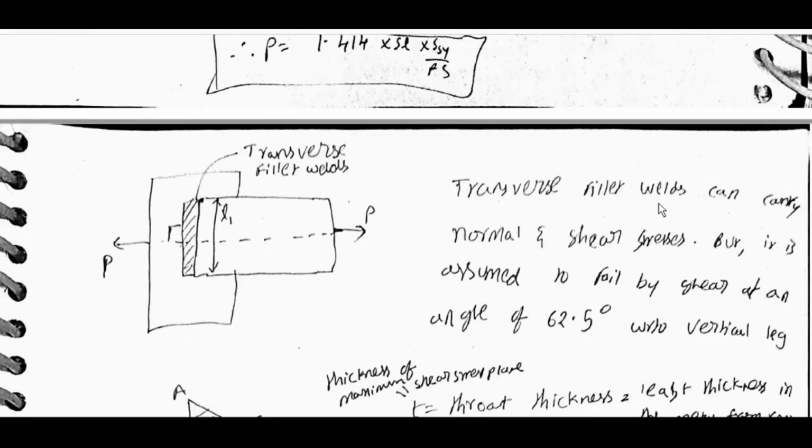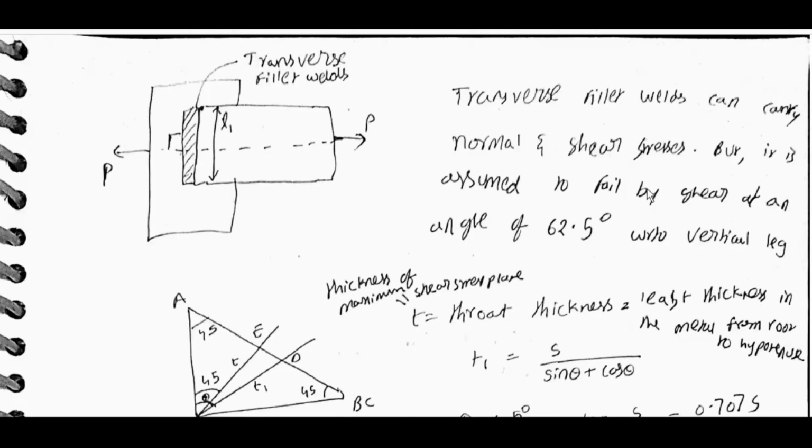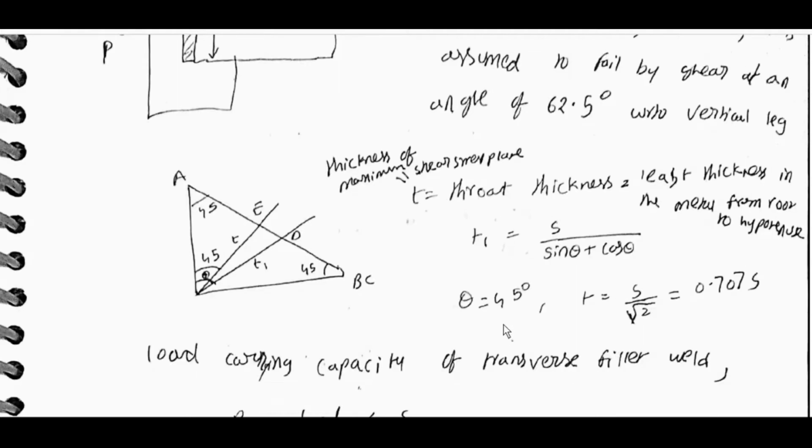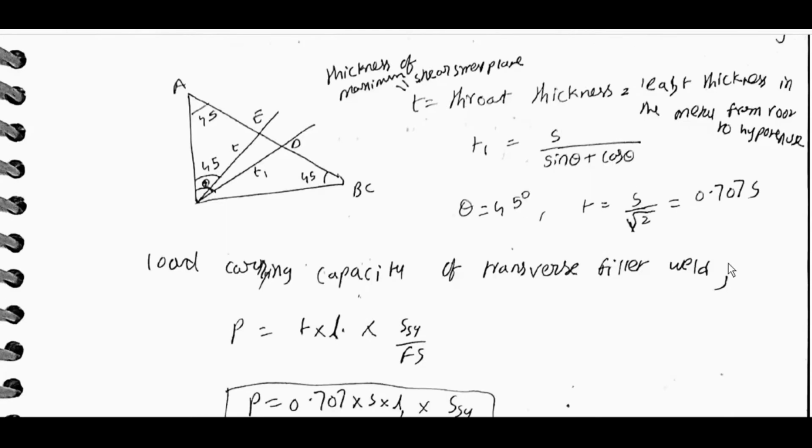Transverse fillet weld can carry normal and shear stresses, but it is assumed to fail by shear at an angle of 62.5 degrees with respect to the vertical leg. Thickness of maximum shear stress plane: T is equal to throat thickness, the least thickness in metal from root to hypotenuse. T1 is equal to S by sin theta plus cos theta. At theta is equal to 45 degrees, T is equal to S by root 2 is equal to 0.707 S.